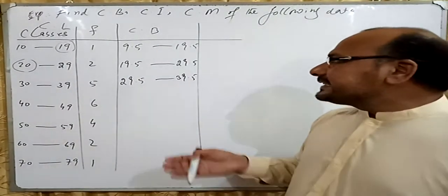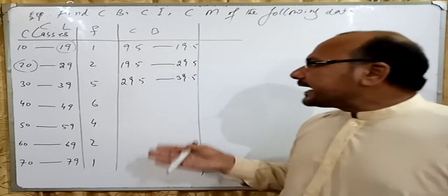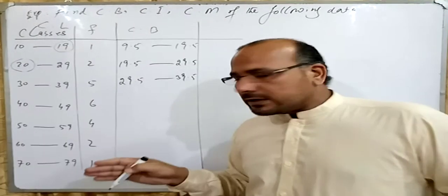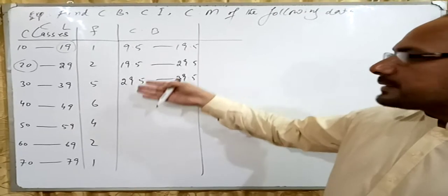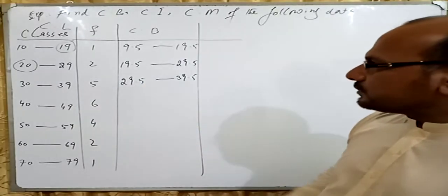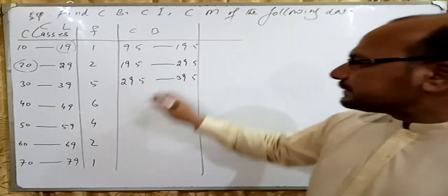So do addition with the upper class limit and subtraction from the lower class limit, and you will get the upper class boundary and the lower class boundary like this. Here you have the repetition.